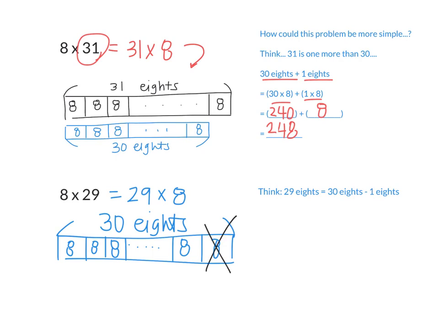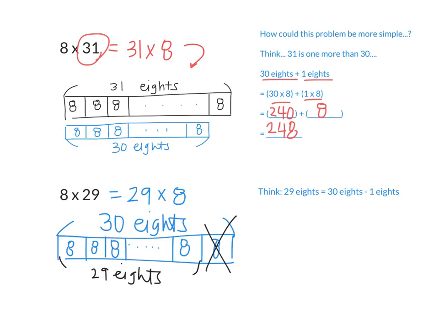I'm going to show that I don't want 30 eighths. I only want 29. So I'm going to take away one of the 8s. And I'm going to label that once I've taken it away. How many 8s are left? 29 eighths.